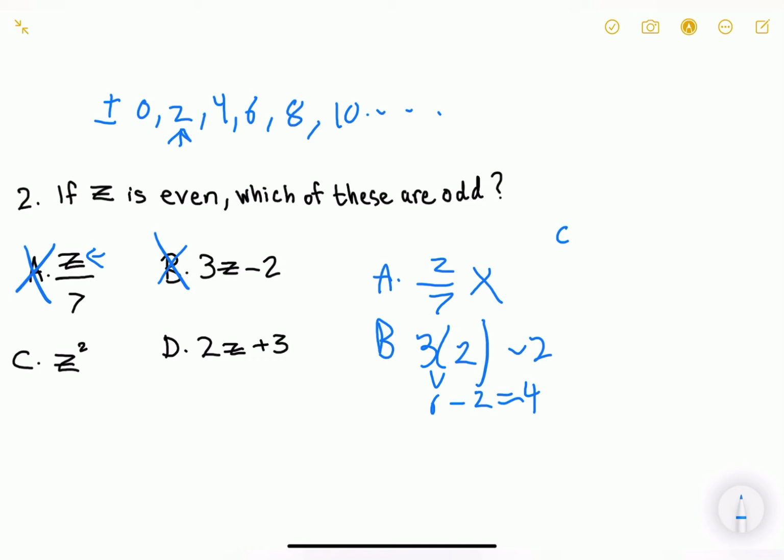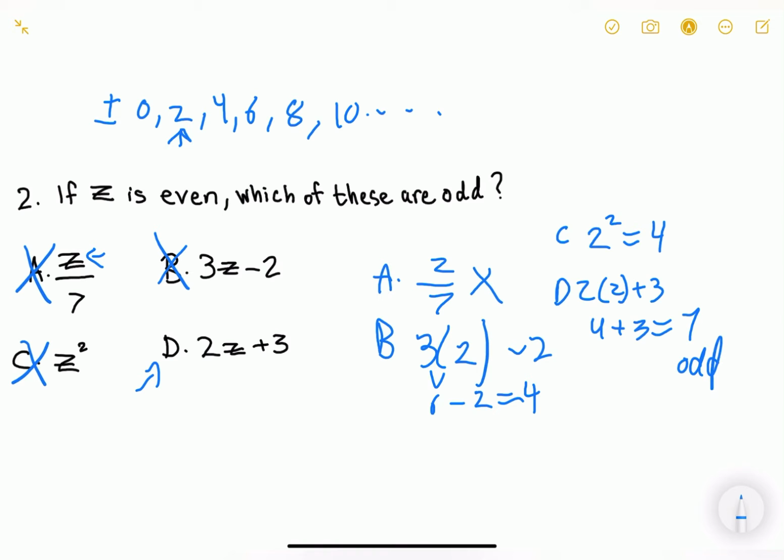Let's try C. Let's plug it in: 2 squared. 2 squared is 4. That's still a no. So we can infer that D is the answer. But for reference, let's test it out. It's D, or I mean 2 times 2, because that's the even number we're choosing, plus 3. 2 times 2 is 4, and 4 plus 3 is 7. And 7 is an odd number, meaning D is our answer. Now let's move on.